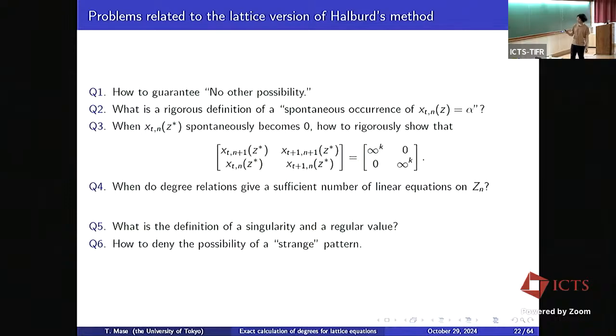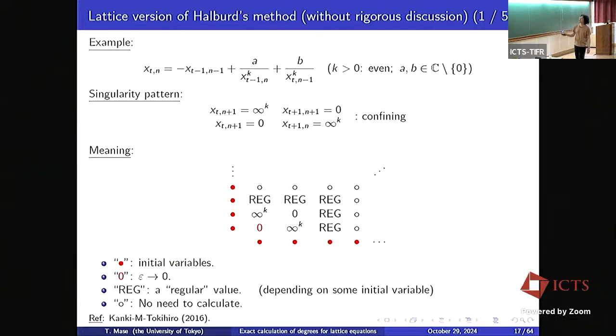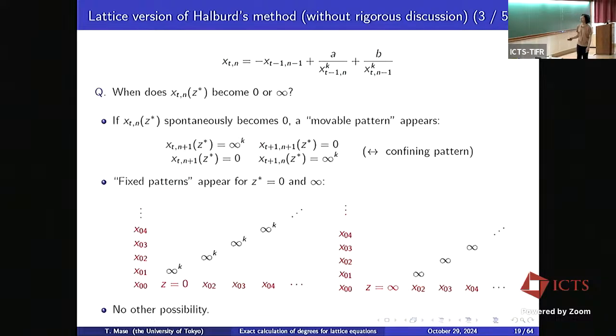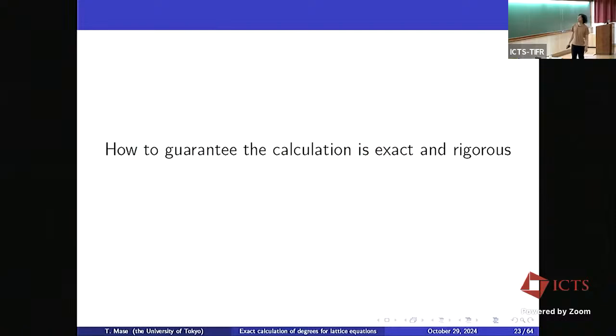Because we didn't calculate the outside region, something might happen. Yeah? So we have to deny such possibility. That's question 6. So let's move on to the theoretical part.